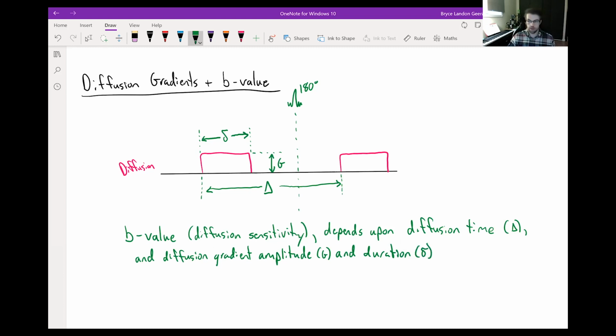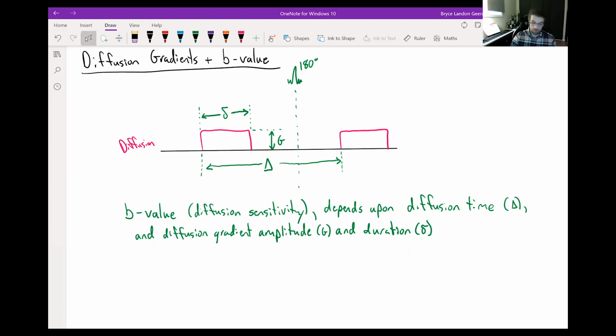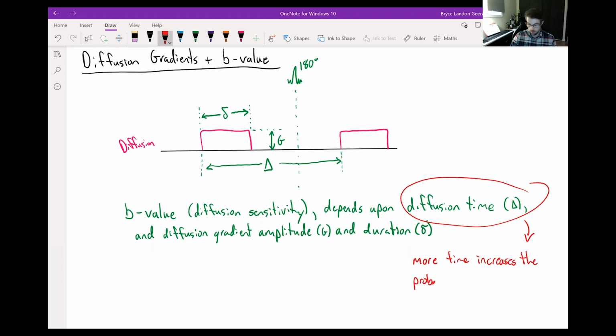So let's break down why this would be the case, just to drive it home. Hopefully everybody's following. First, focusing on diffusion time, as I've already mentioned, but just to write it out, the more time you wait increases the probability, because remember, diffusion is a kind of random process. So the probability of water molecules diffusing or moving along that direction of interest.